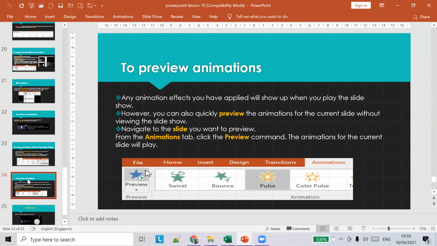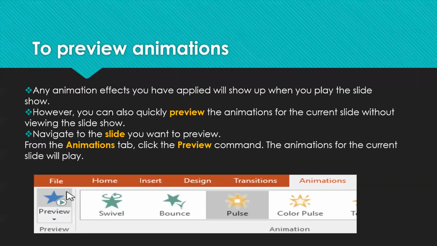How to preview animations? Any animation effects you have applied will show up when you play the slideshow. However, you can also preview the animations for the current slide without viewing the slideshow. Navigate to the slide you want to preview. From the Animations tab, click the Preview command. The animations for the current slide will play.